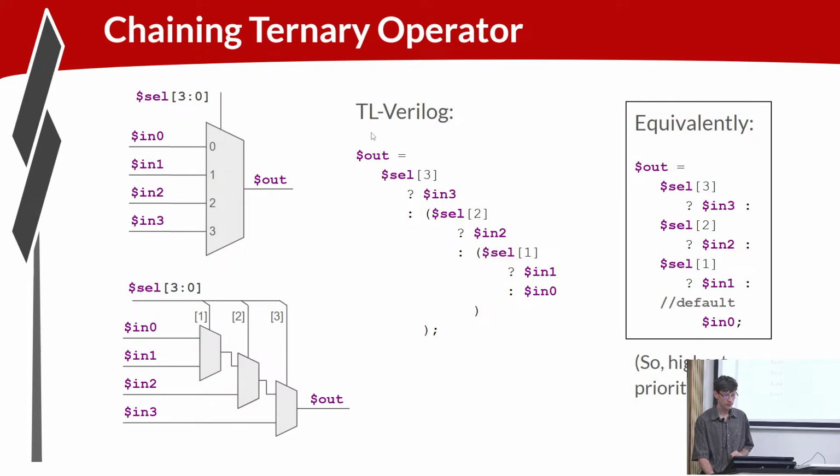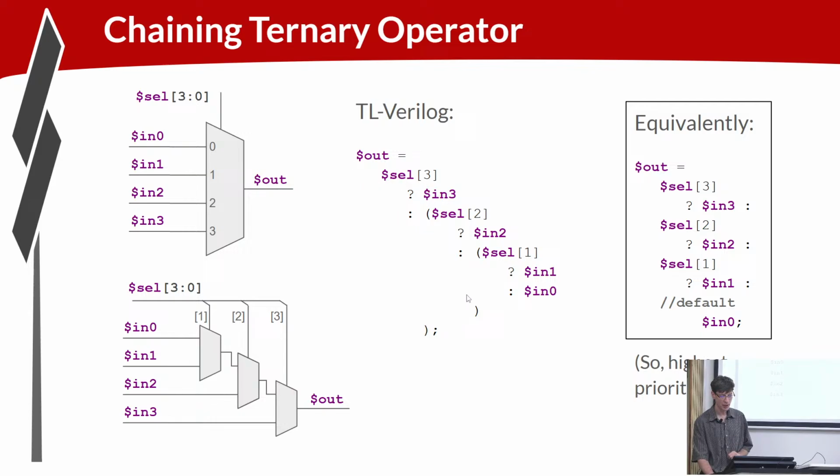So basically, to express a mux that has more inputs, you can chain the ternary operator. So for your output, you first look at the highest priority select line. In this case, it's select 3. If select 3 is asserted, we will send in3 to the output. Otherwise, we'll have another ternary expression. If select 2 is asserted, send that to the output, and so on. So select 3 ends up being the highest priority here.